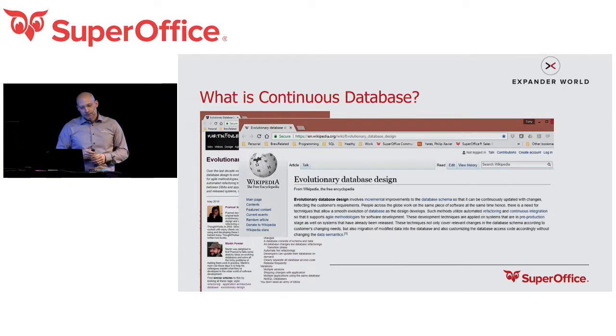When you look at Wikipedia for evolutionary database design, it's got a few key pointers here. We want to be able to do incremental improvements to the database schema so that it can be continuously updated along an application's lifecycle. We also want to be able to support multiple access, so that people can make simultaneous changes to a database without interfering with each other. We want to promote automated refactoring and continuous integration within that process, and we also want to be able to do the exact same procedures in development, staging, and production.